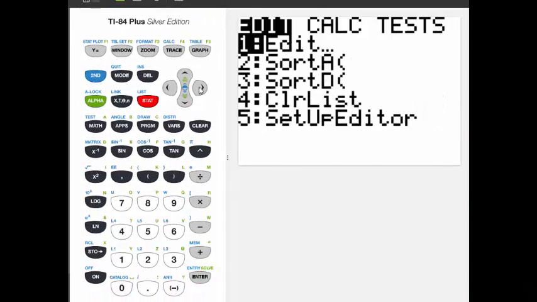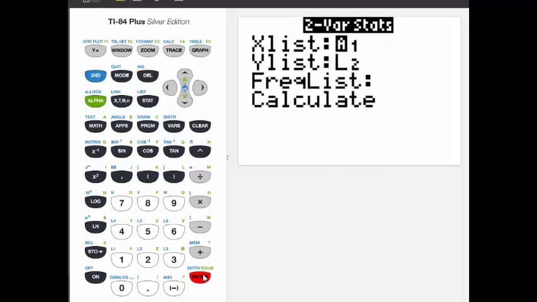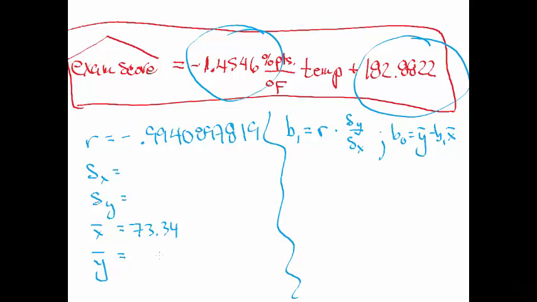If I go to stat and calc and 2 variable statistics, because I have 2 variables, right? I've got an x variable and a y variable, and then I enter the appropriate list there. Don't have a frequency list. Calculate. There we go. X bar is 73.34. And the standard deviation of the x's, that is the sample standard deviation for the x's, is 2.834254752. The standard deviation in the y's is about 4.147288271, and the average of the y values is about 76.2.